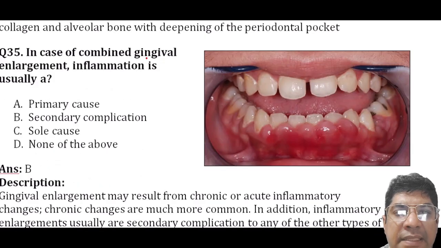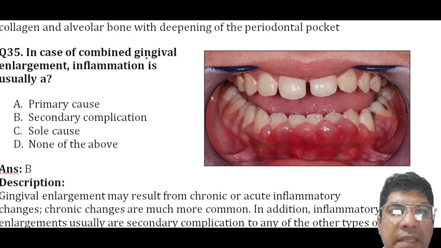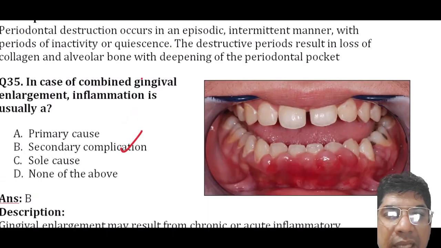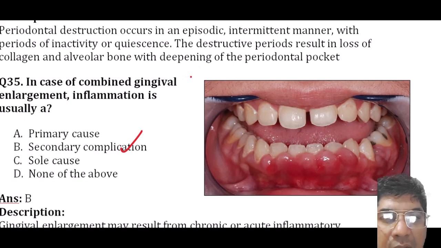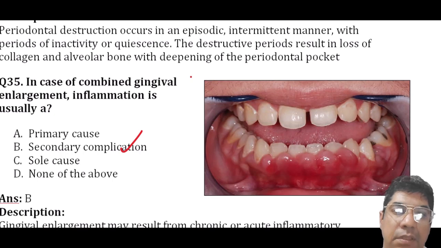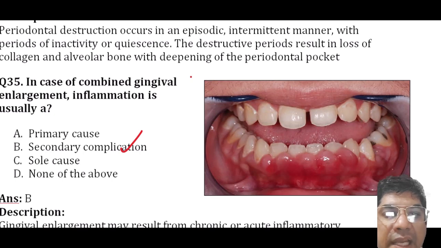In case of combined gingival enlargement, the inflammation is usually a secondary complication. So that means inflammation is not the primary cause of gingival enlargement, but rather it occurs as a result of other conditions such as medication induced enlargement or fibrotic changes. So in these cases, the inflammation is an additional factor contributing to the overall gingival enlargement, creating a combined gingival enlargement.